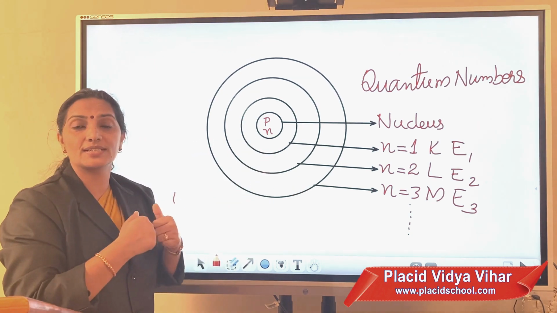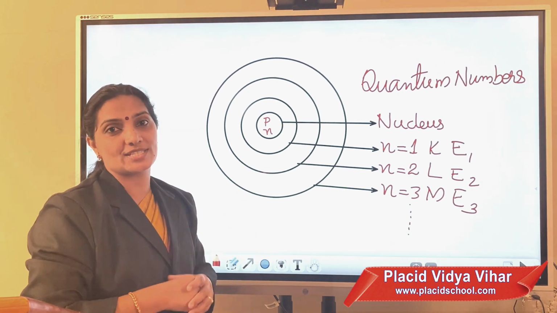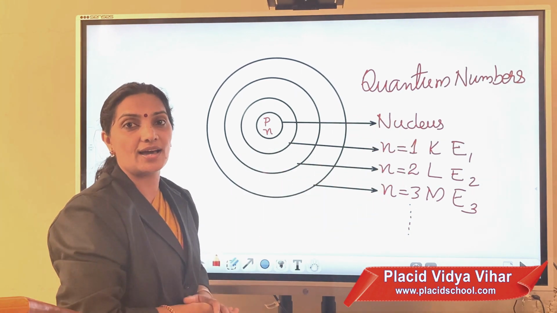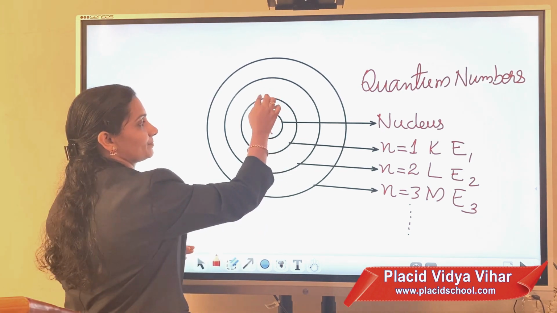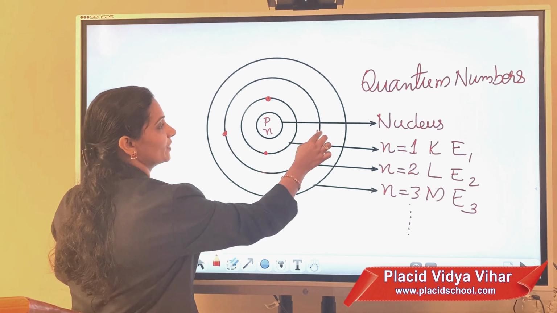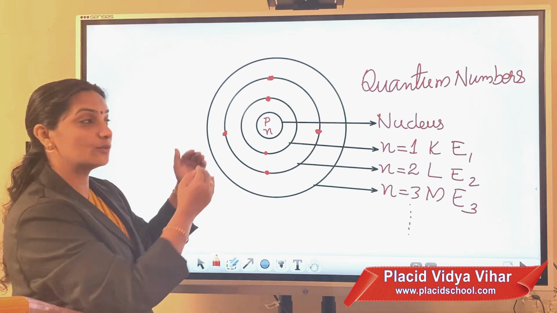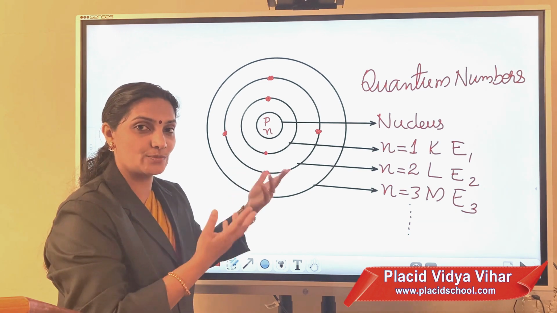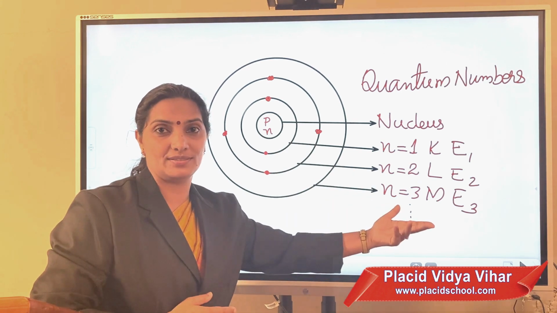If there is no power of attraction, they will be very energetic. They always have a tendency to go outside. So the energy of electrons present in the outermost shells is very high. We can represent electrons by using dots. These are electrons. These also are electrons. When we move away, the attractive force decreases. As the attractive force decreases, the electrons become more energetic. They have more energy and they have a tendency to go out.